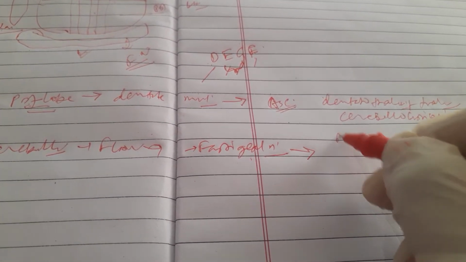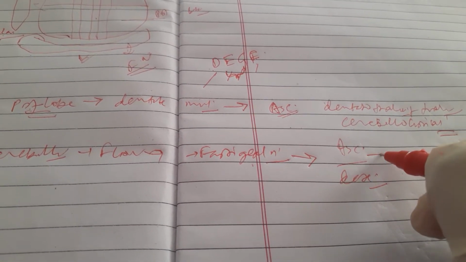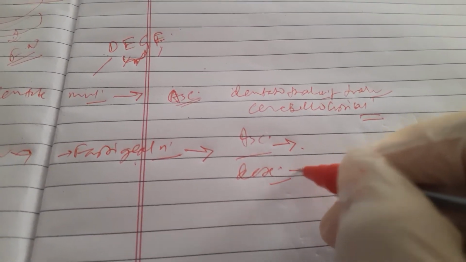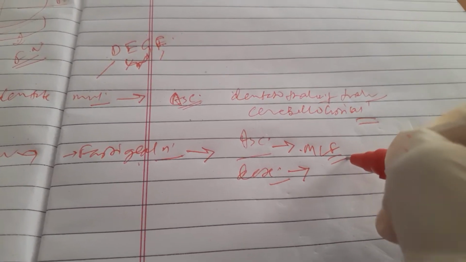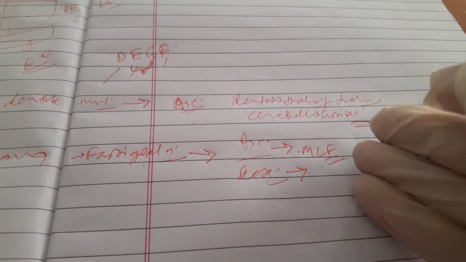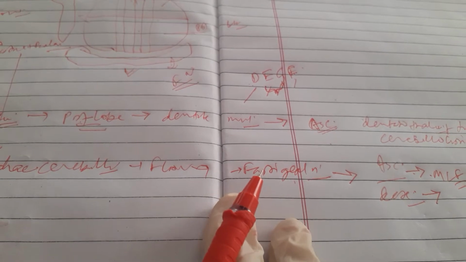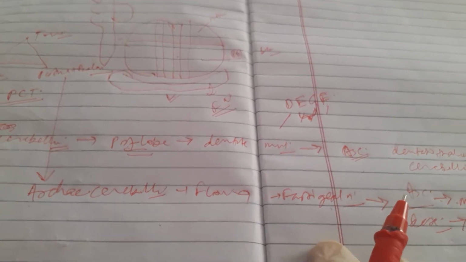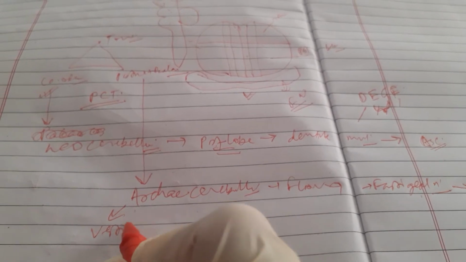the ascending and descending fibers, ascending is going to the spinocerebellar, and this is the medial longitudinal fasciculus. Medial longitudinal fasciculus is also known as medial vestibular fasciculus. It's related with the vestibular nucleus. Vestibular nucleus is also related with the posterior balance. So archicerebellum has got an intimate relationship with the vestibular nucleus.